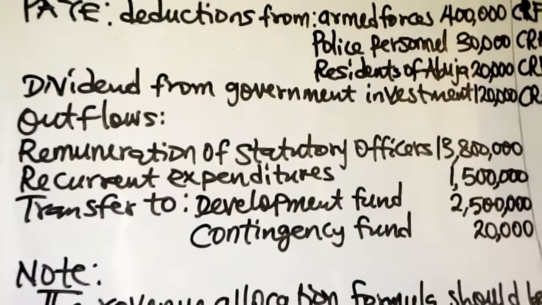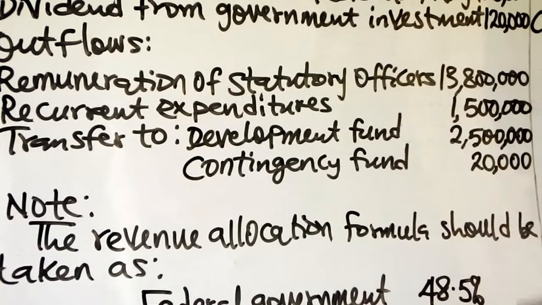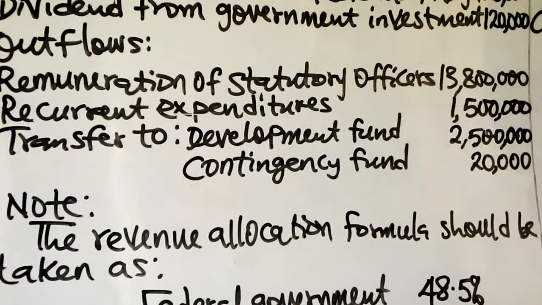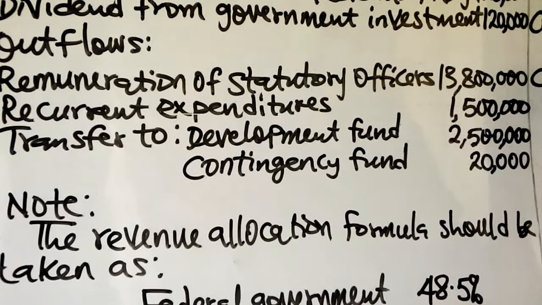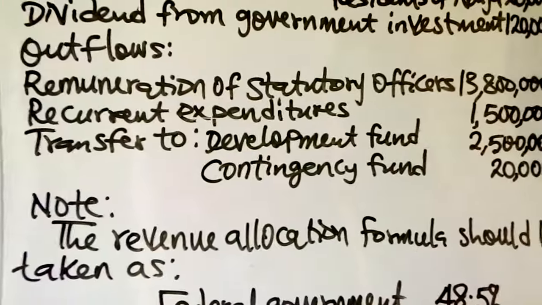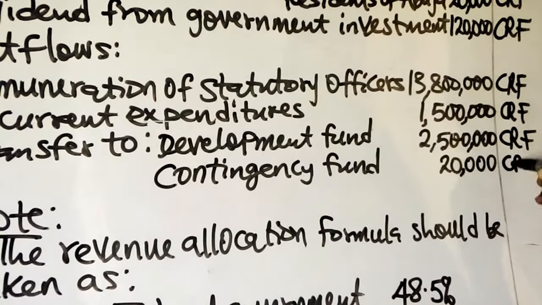In my next presentation, part two of this presentation, I will look at the CRF, so all the revenues from head number 6 to head number 17 that go into the CRF will be examined in part two. And all those charges that will be made from the CRF will also be examined. So we have recurrent expenditure, and that is also a charge against the CRF. Then transfer to development funds, that is also a charge against the CRF. We also have transfer to contingency fund, that is also a charge against the CRF.